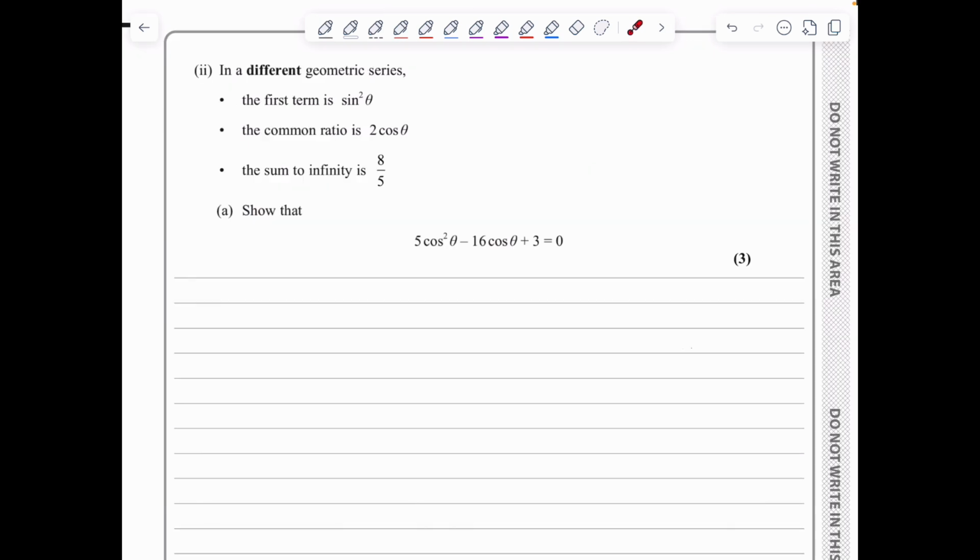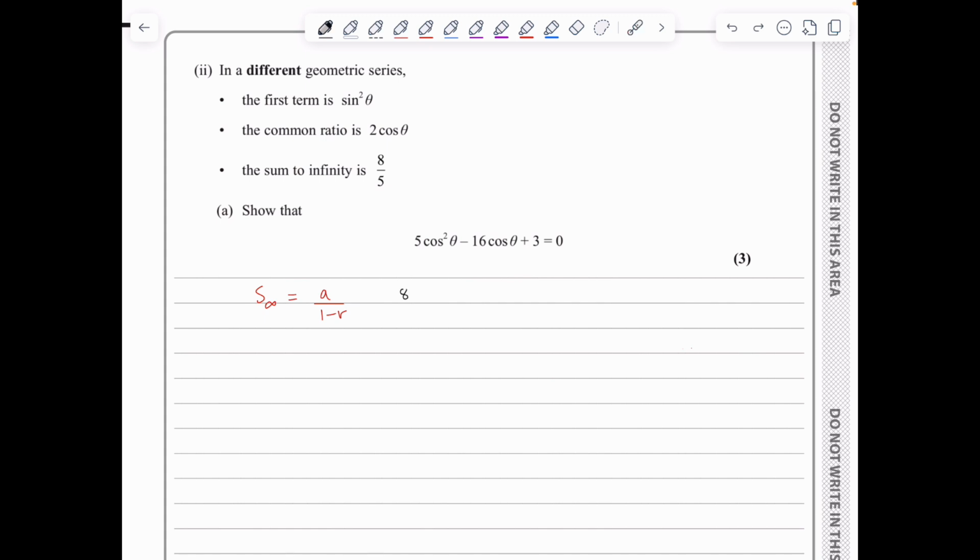In part II, we're told that in a different geometric series, the first term is sine squared theta, the common ratio is 2 cos theta, and the sum to infinity is 8 over 5, and we need to show that this leads to the given quadratic in cos. Well, let's recall that the sum to infinity is given by a over 1 minus r, where a is the first term and r is the common ratio.